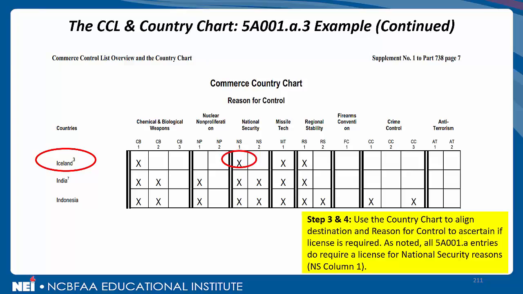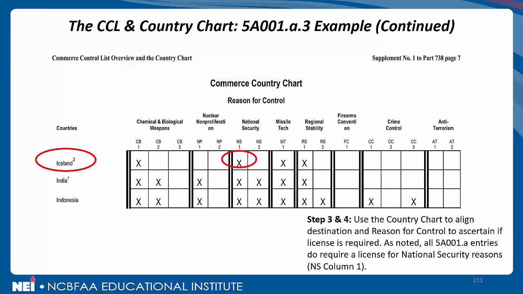As noted, 5A001.A and all of its extensions, .A.1, .A.2, and in our case, .A.3, does require a license for national security reasons. There it is. It's circled. So we know our ECCN, we know the reasons for control, we know where we want to export to, so we have to break out the country chart and see if there is an X in the box. And in this case, there is. So we either have to put forth a license application or look for a license exception that we can use, a topic that we will cover later on.